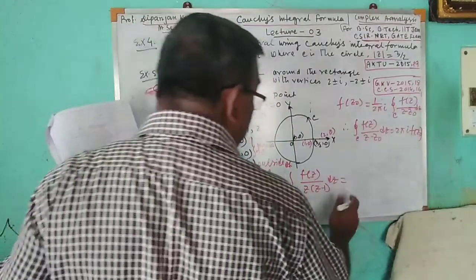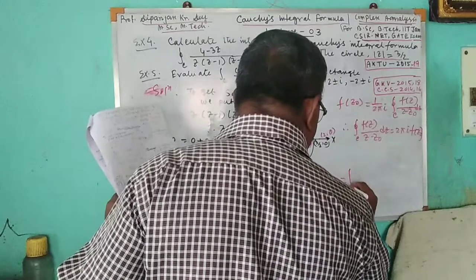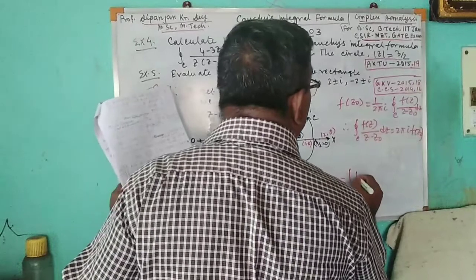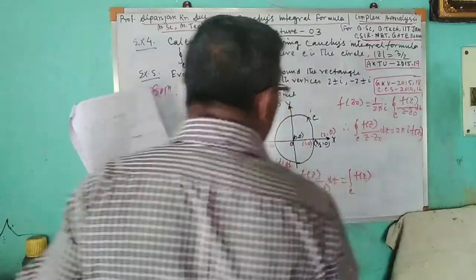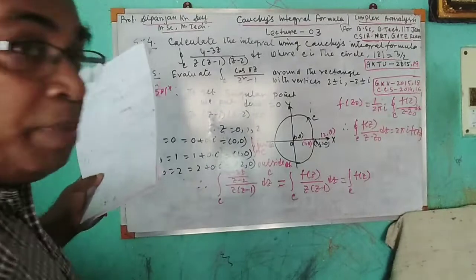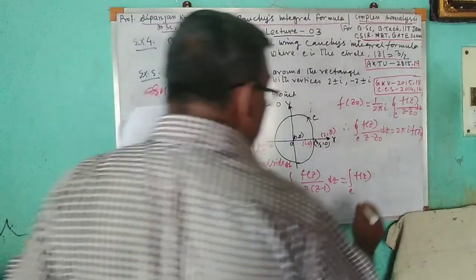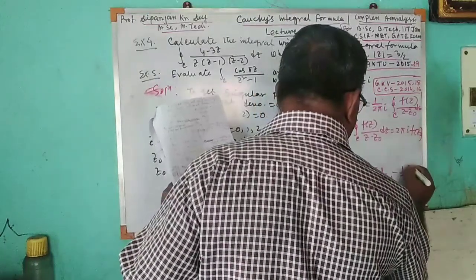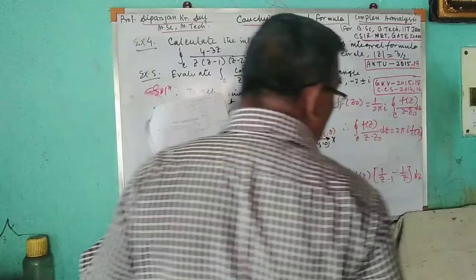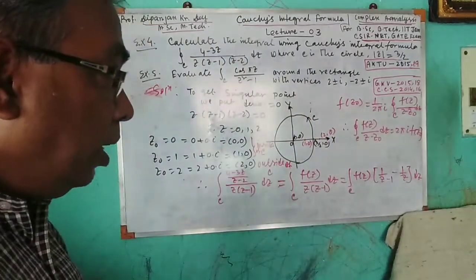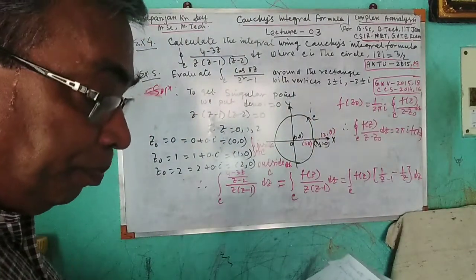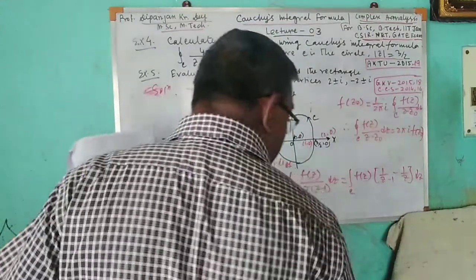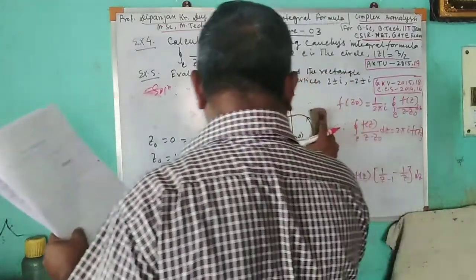So this is the integration along C of f(z) times 1 by z into (z minus 1). Break it into partial fractions, that is 1 by (z minus 1) minus 1 by z. This is by partial fractions, as we know how to break this into partial fractions.